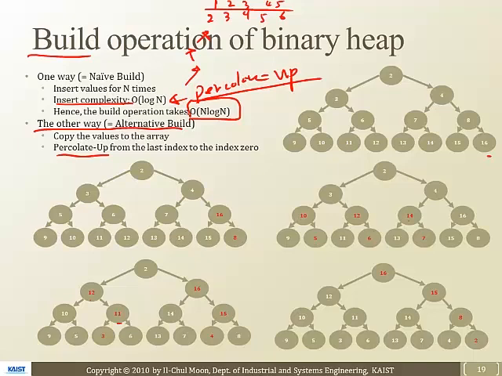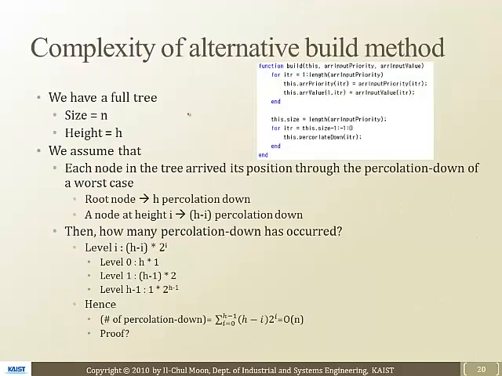And if we take this alternative build approach, there should be some kind of benefit for it, right? So then what's the benefit? Actually, there is one astonishing fact here. That surprising fact is the complexity of this alternative build method. So if we have a full tree, of size n and height h, so h is log n.